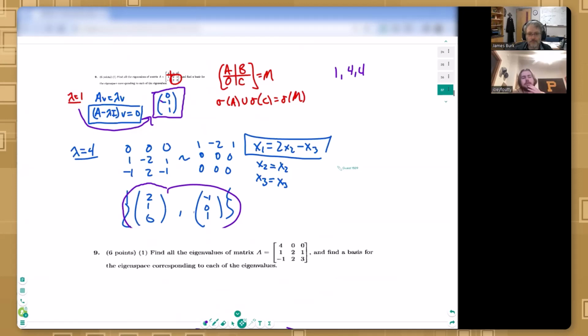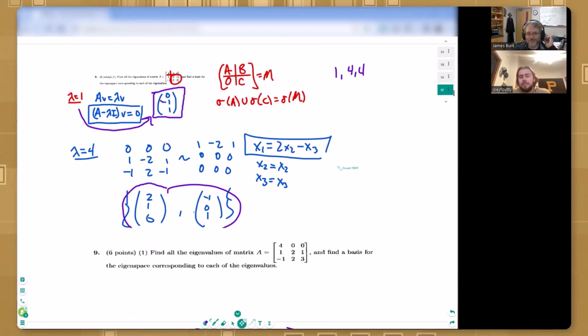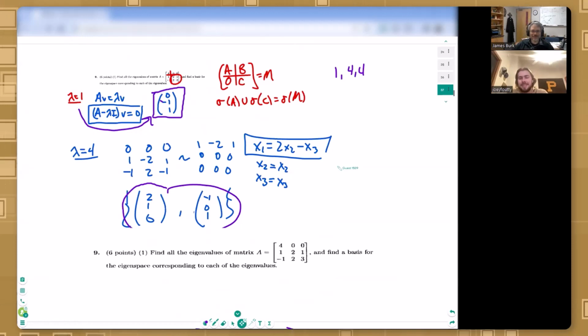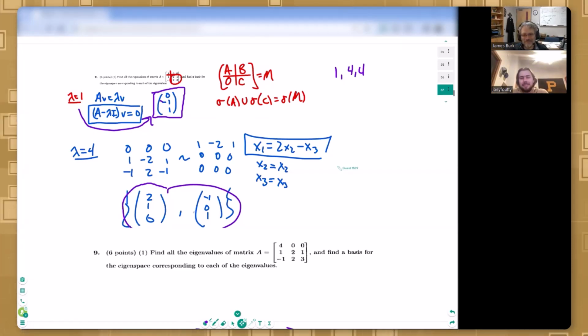Yes, so algebraic multiplicity and the geometric multiplicity. For it to be diagonalizable, they have to be the same. The algebraic multiplicity always has to equal geometric multiplicity, otherwise it's not.